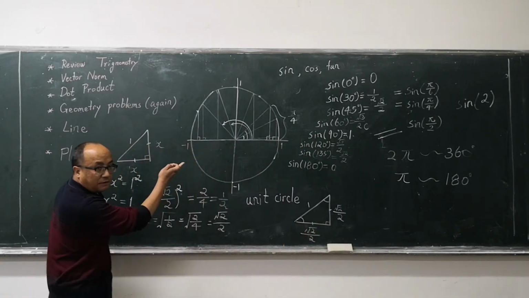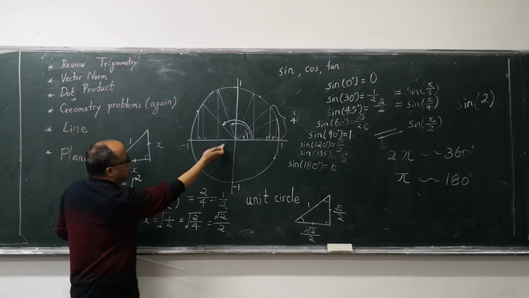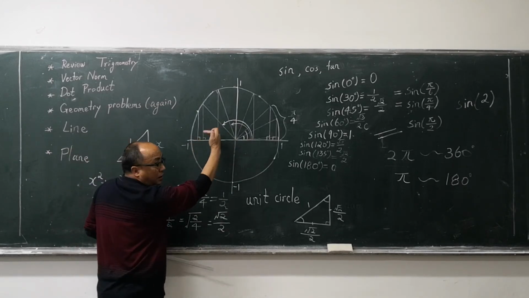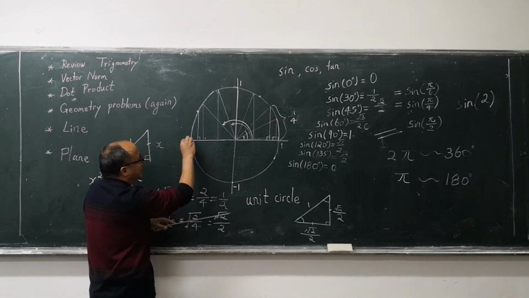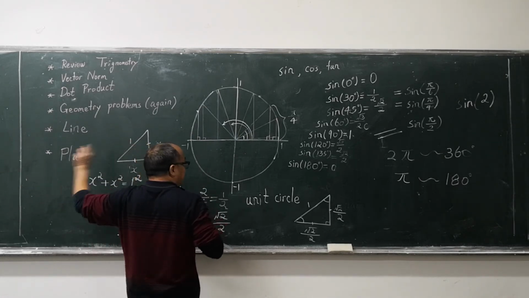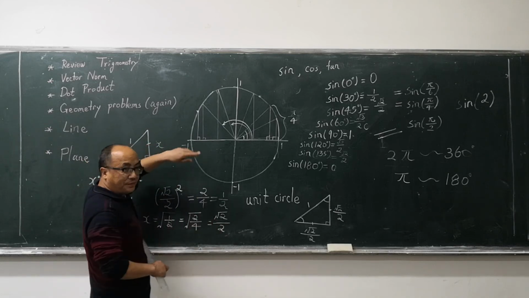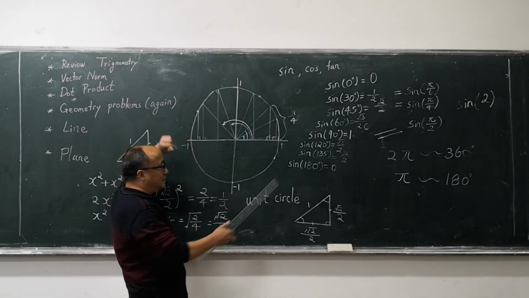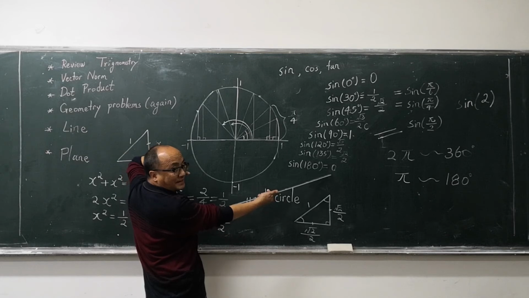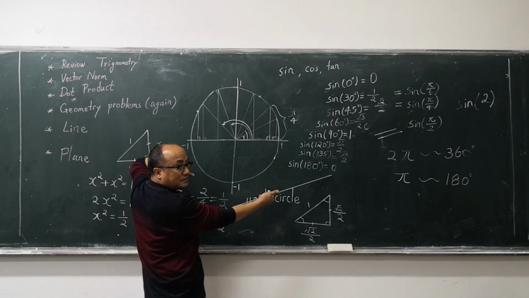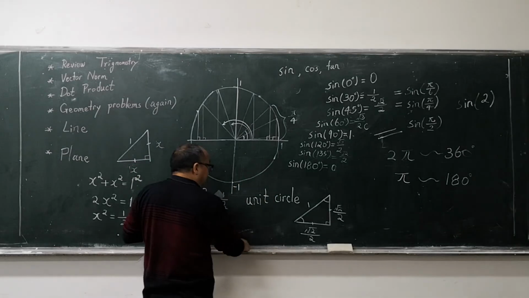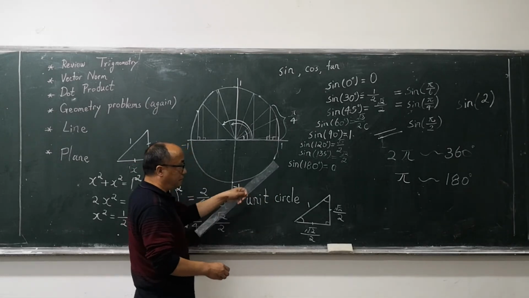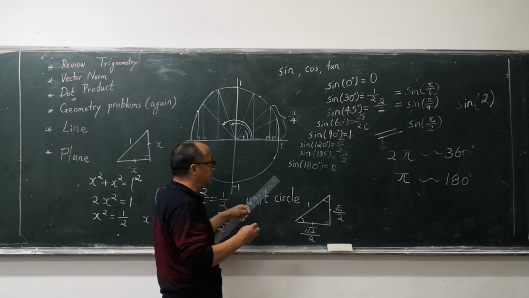If I keep moving, here is 180 degrees. The movie screen is on the floor. Okay, it is on the floor, so the movie is at 0. I will give you time to finish the notes.